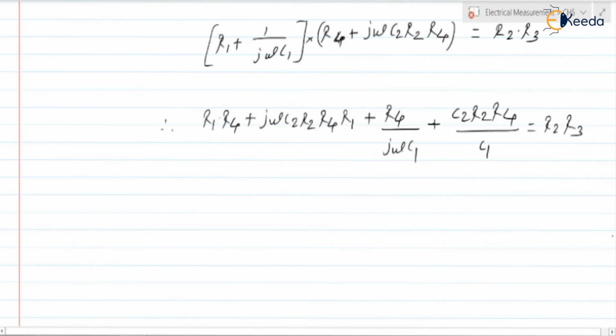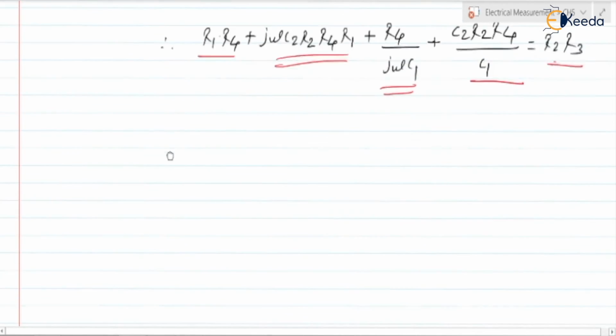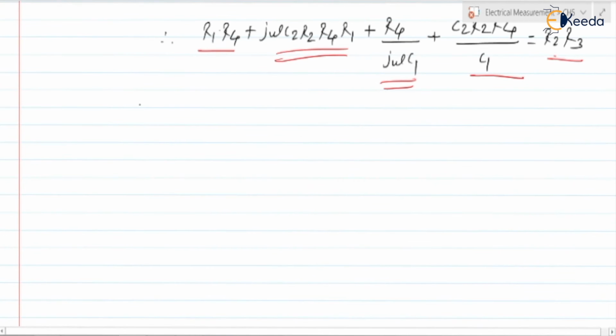Next, we have real terms and imaginary terms. These are the real terms at the left hand side, and this is the real term at the right hand side. The imaginary terms are at the left hand side, and there is no imaginary term at the right hand side. So, separating real and imaginary terms.